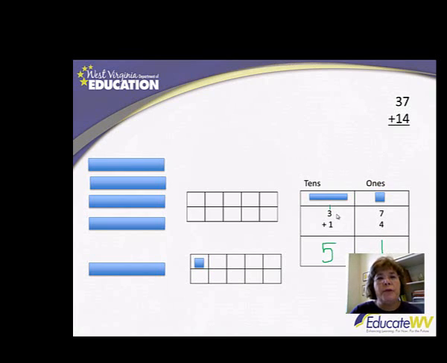And so my answer is 51. So now they've actually completed the algorithm. They've modeled it. They have a written record of what they have done with the models that they were using. So students, this works with small numbers, but as we move to larger numbers, it becomes more cumbersome.